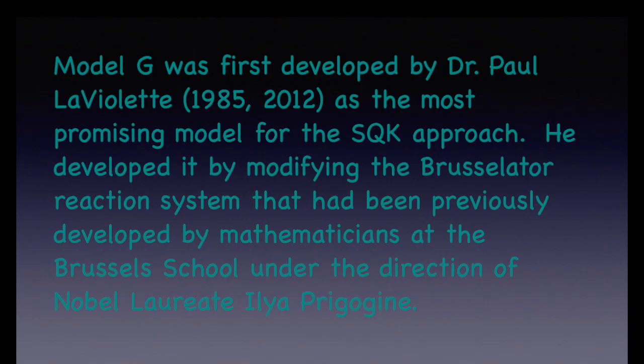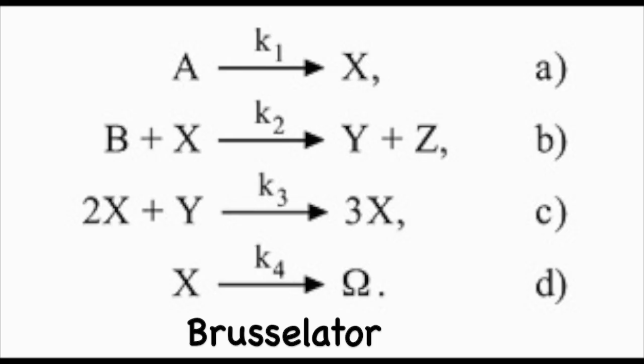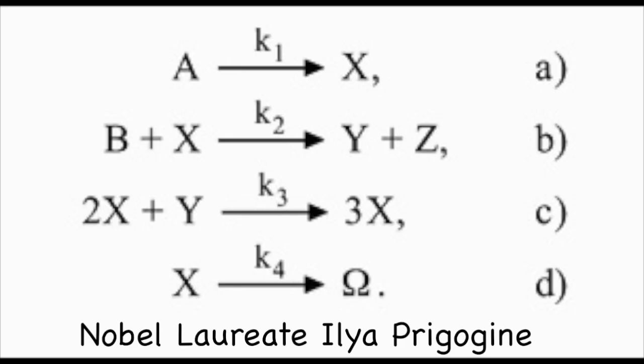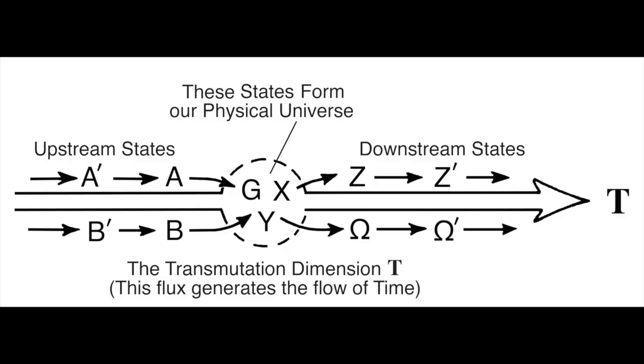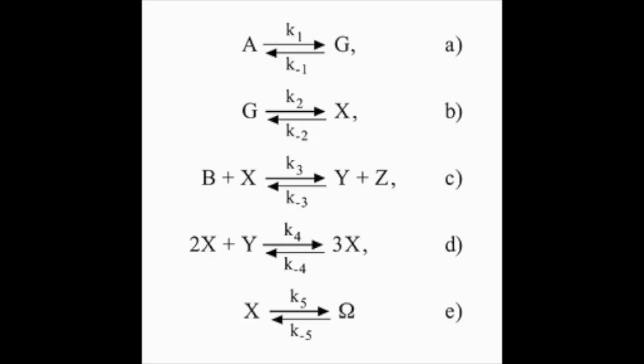Model G was first developed by Dr. Paul Laviolette in 1985 to 2012 as the most promising model for the SQK approach. He developed it by modifying the Brusselator reaction system that had previously been developed by mathematicians at the Brussels School under the direction of Nobel laureate Ilya Prigogine. Model G is an open reaction diffusion system that utilizes three variables x, y and g rather than the two x and y that comprise the Brusselator.